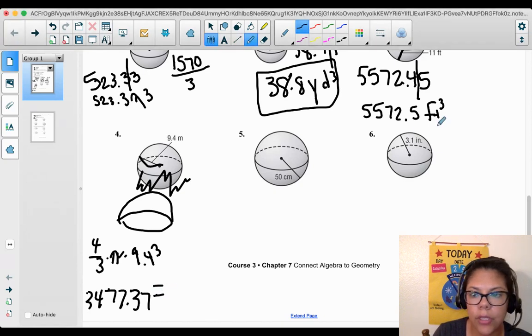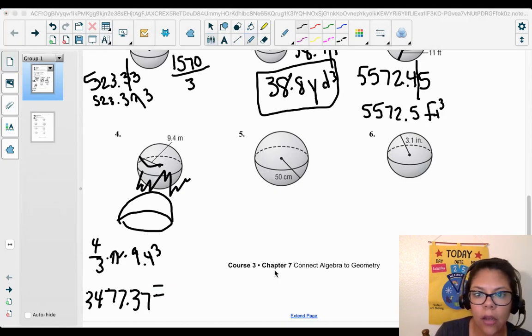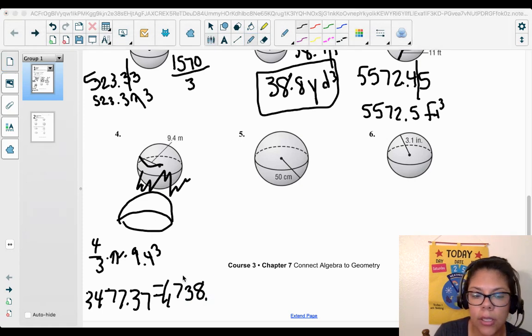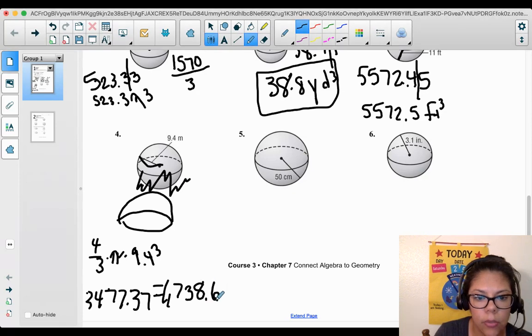So that gives us 1,738.68. But remember, we're rounding to the tenths. So that goes up. The 6 is going to become a 7. So 1,738.7 cubic meters.